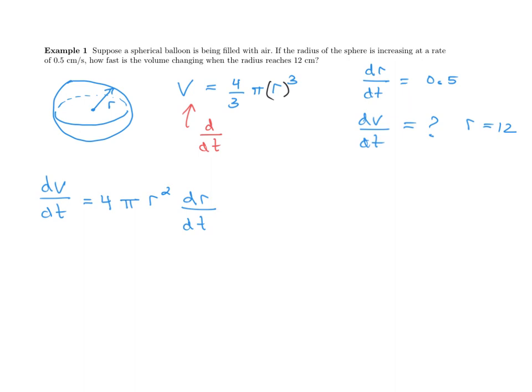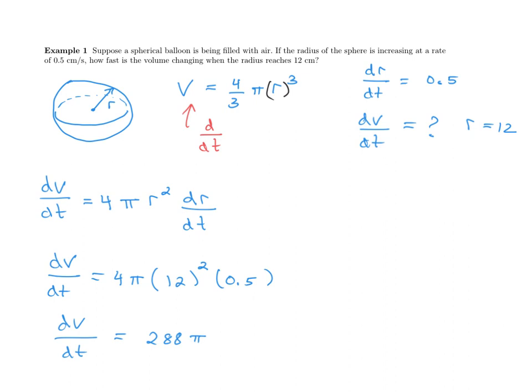Let's try it out. Okay, so dV/dt is equal to 4 pi. The radius is 12 centimeters, and we're squaring that, and we're multiplying that by dr/dt, which is 0.5. I'm simply going to type this all into a calculator and multiply it together, see what we get. So we have 12 squared times 4 times 0.5. That's 288. And then we have pi. This is an exact answer.